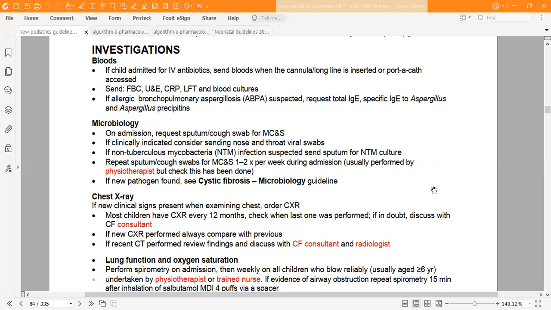To summarize microbiology again: sputum or cough swab for microscopy and sensitivity, and a nose and throat swab as well. You send sputum for non-tuberculous mycobacteria culture as well. We repeat the sputum and cough swabs once or twice a week during the admission. You can ask for help from the physiotherapist to obtain the sputum or cough swab sample.